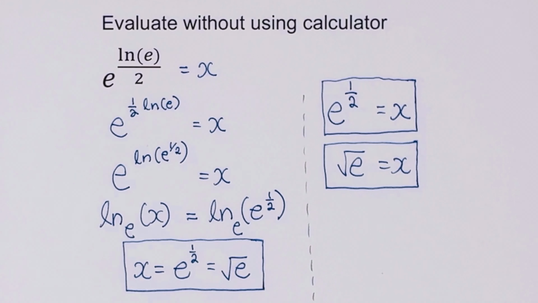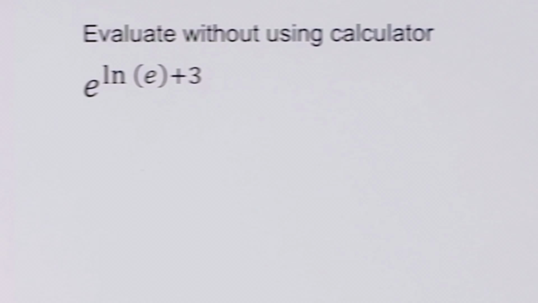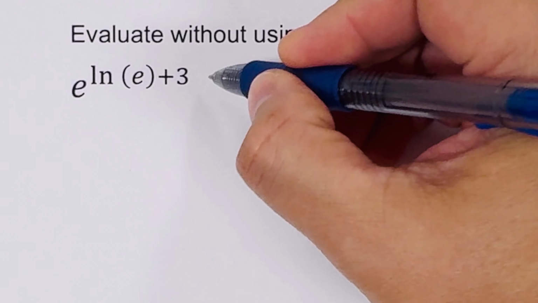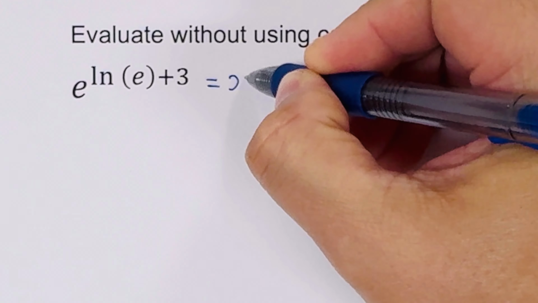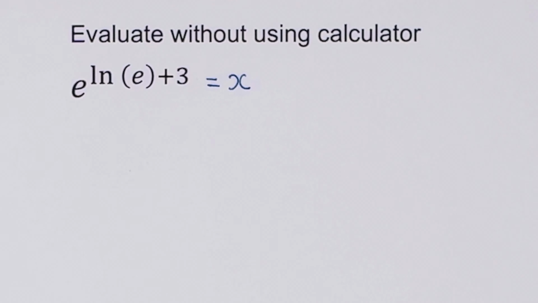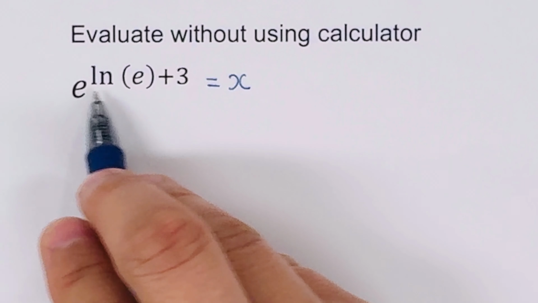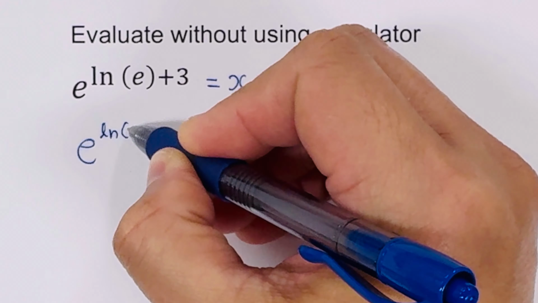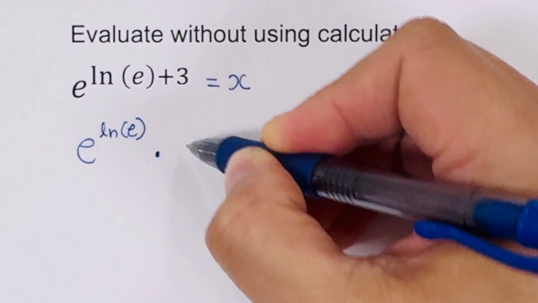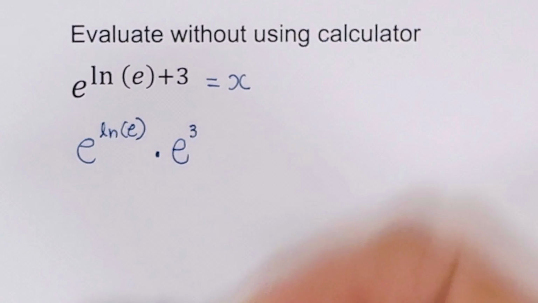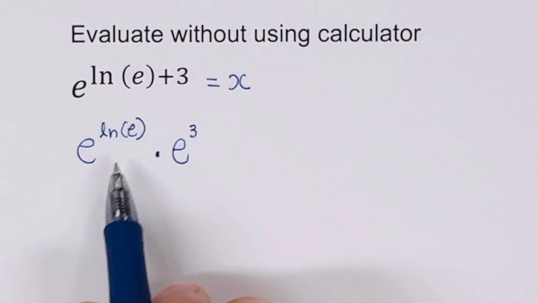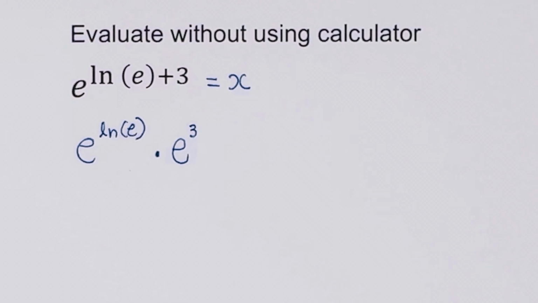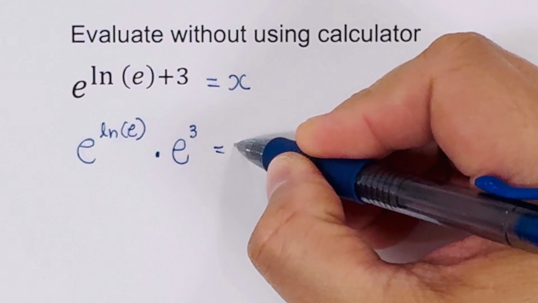Now let's have another example. To determine the value for this whole expression, again, we will equal this to a variable x. What we do here is that we will use the property of exponent. We can expand this as e raised to the power ln of e times e raised to the power 3. Since that is addition, we will multiply these two together. And this whole thing is equal to x.